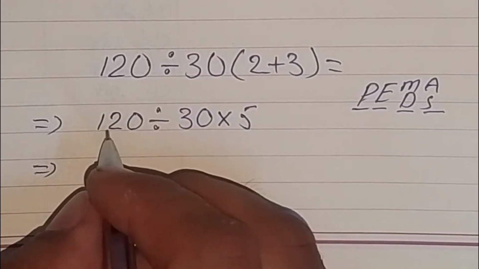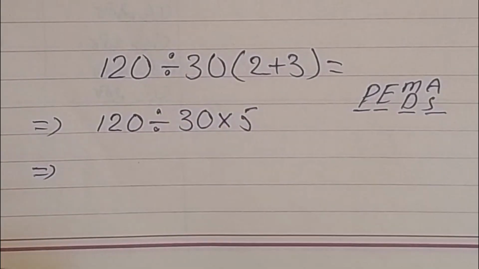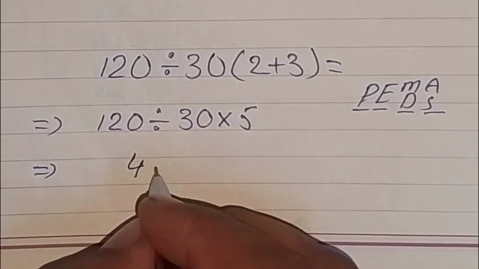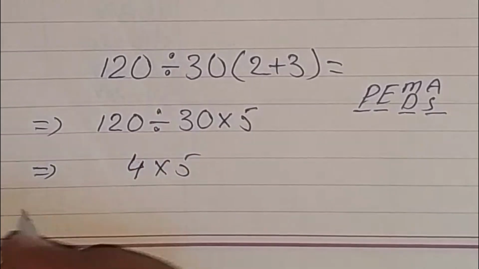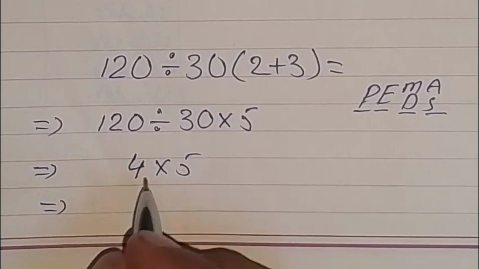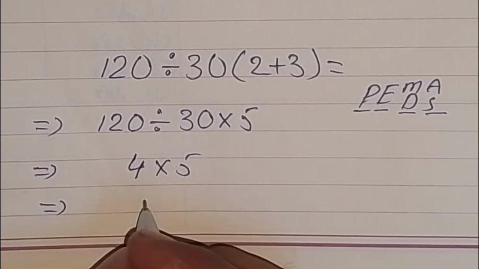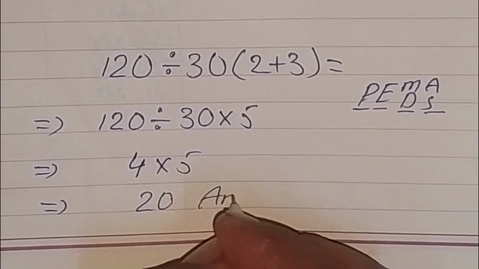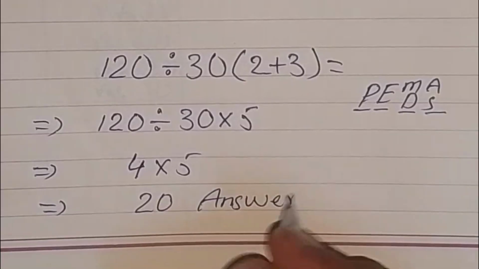Now 120 divided by 30 gives us 4. Multiply by 5. The final answer is 4 times 5 gives us 20. Answer is 20.